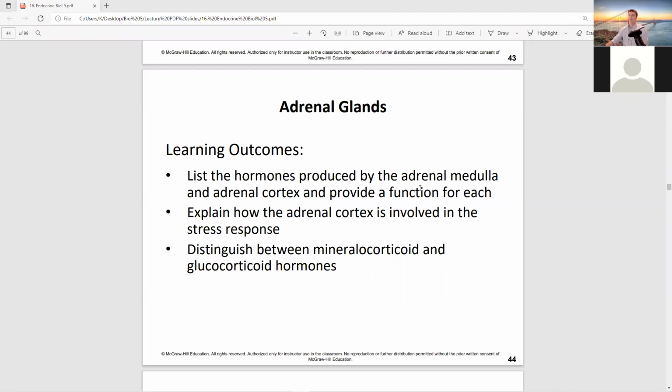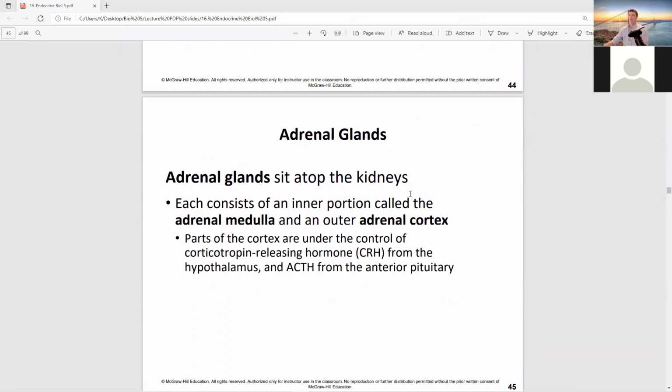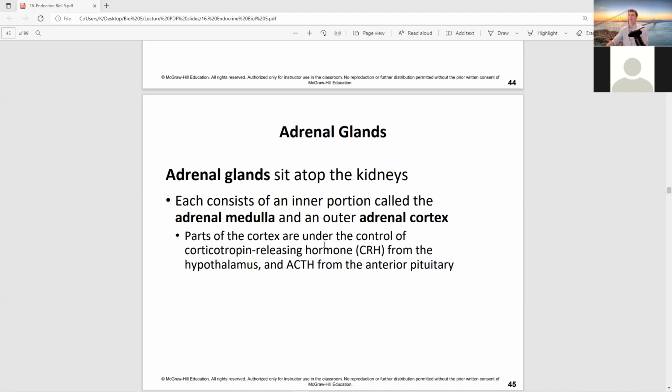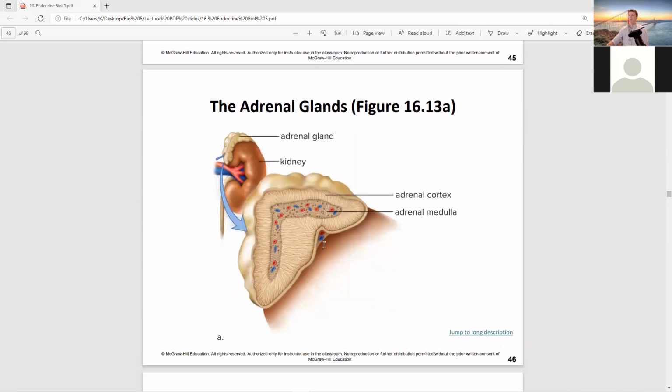glucocorticoid hormones. So the adrenal glands sit atop the kidneys, and each consists of an inner portion called the adrenal medulla and an outer adrenal cortex. Parts of the cortex are under the control of corticotropin releasing hormone, or CRH, from the hypothalamus, and ACTH from the anterior pituitary. So the adrenal glands, again, sit atop the kidney. We have the adrenal cortex and the adrenal medulla.